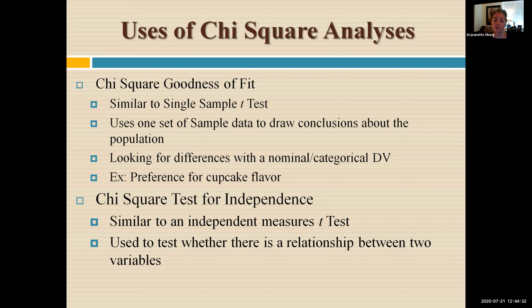A chi-square test for independence is a little bit different. It's actually looking at two variables, and it's wanting to see, are those variables independent of one another? So some people look at it similar to an independent measures t. I think it actually resembles more of a correlation, or it kind of reminds me of when you do a two-way ANOVA, looking at that interaction of variables. And that's how I conceptualize it a little bit better in terms of the test for independence. But we really want to see, is there a relationship between two variables?